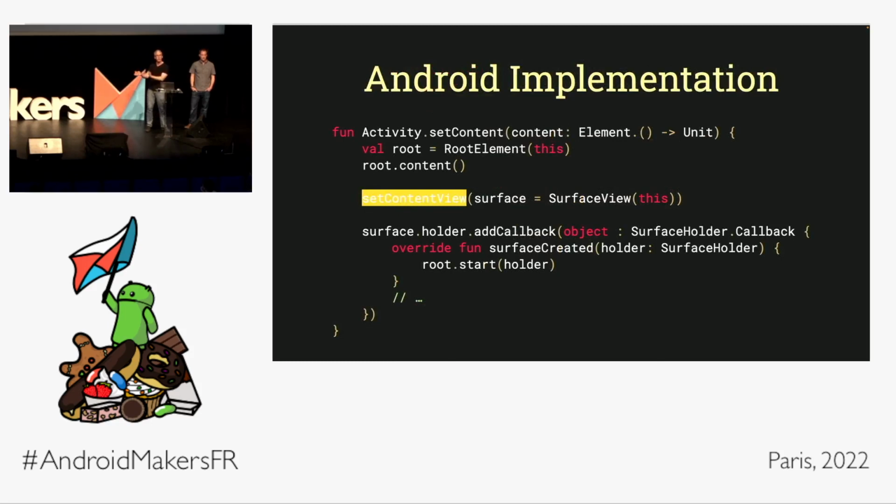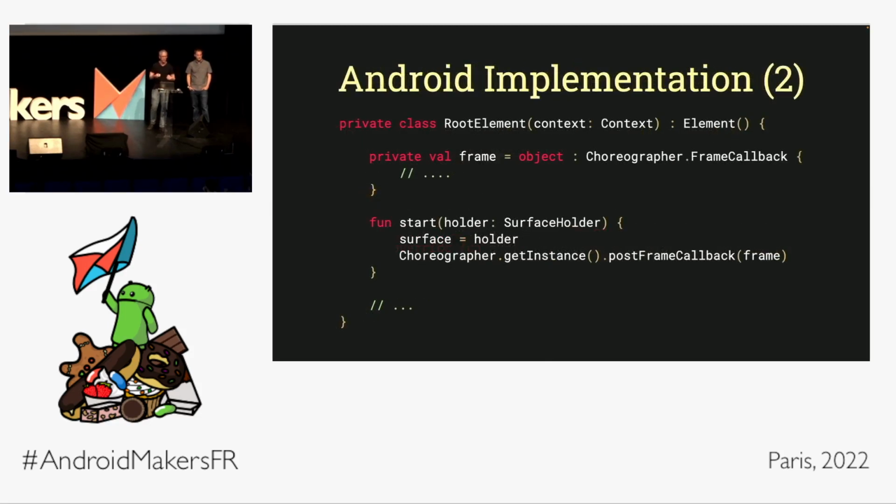And it does this typical setContentView where it gets the view from the surface view, so that Android knows where to put these things correctly inside of the typical Android activity window that it has. And then it adds this callback that starts the rendering loop. So once the surface is created, we're going to call the root element so that we can actually start the engine running.